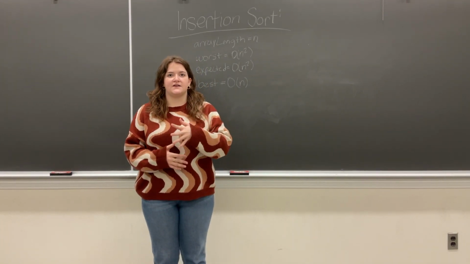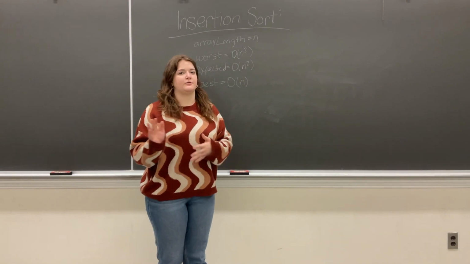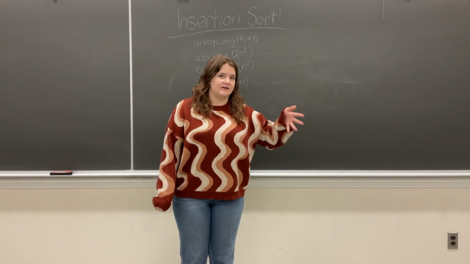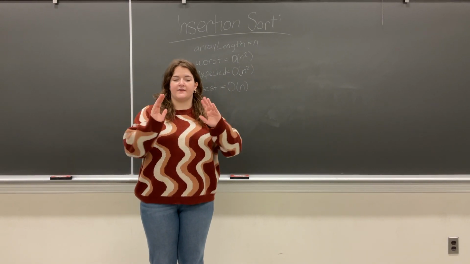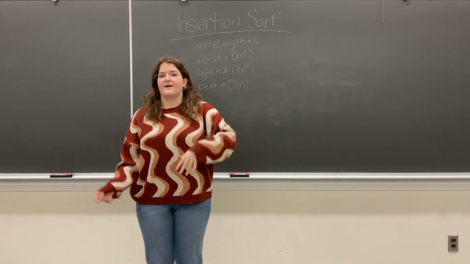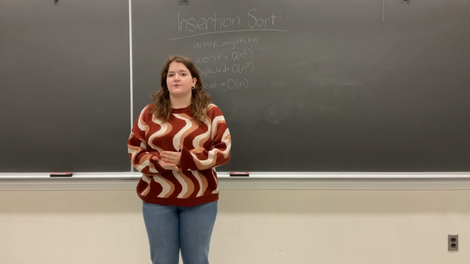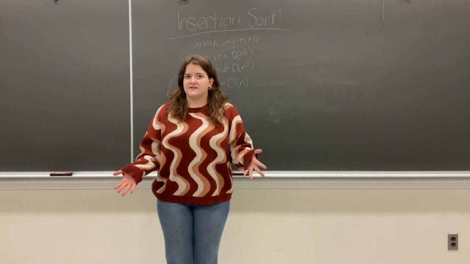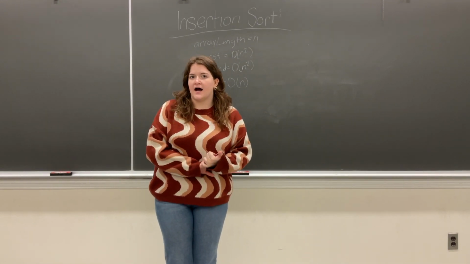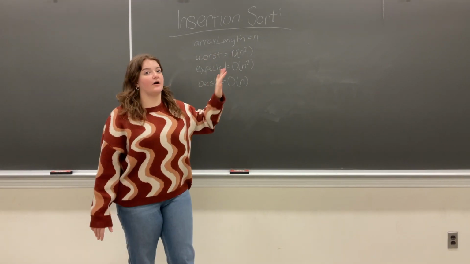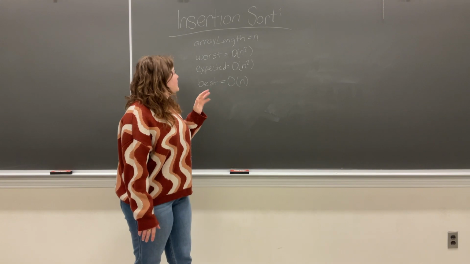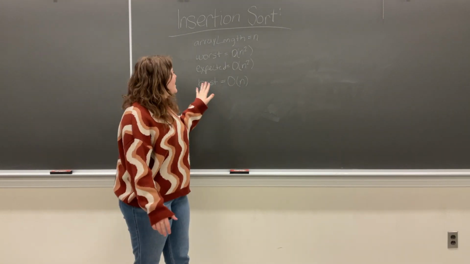So that's going to give us something like 1 plus 2 plus 3 plus all the way through n minus 1. And that gives us an equation that is n times the value of n minus 1. So we factor in the n, which gives us n squared minus n, but because it's time complexity, we're only focusing on the higher degree, which is n squared. So our time complexity for the worst case scenario is O of n squared, or O n squared.